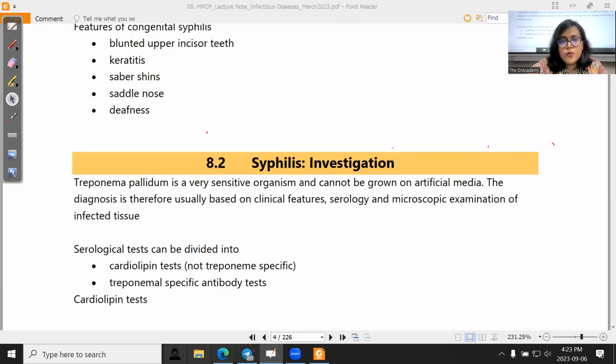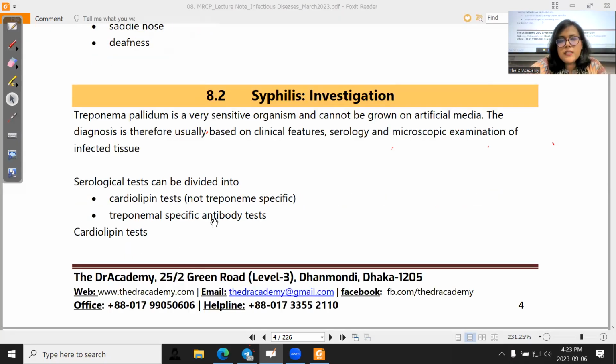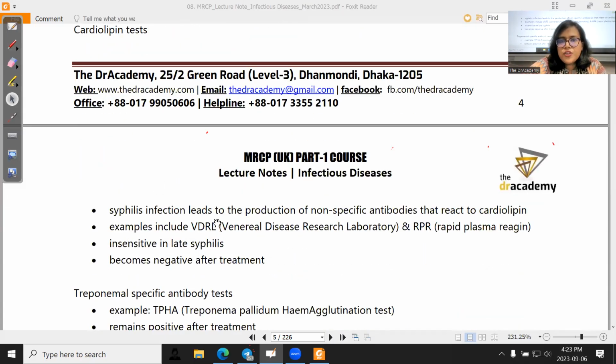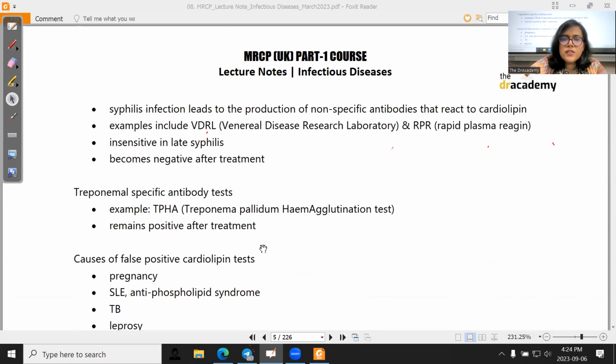Exactly. All right. So basically the serological tests can be divided into the cardiolipin test and the treponemal specific antibody test, or the TPHA. In the cardiolipin test, syphilis infection leads to production of non-specific antibodies that react to cardiolipin, which is a type of antigen. Examples include VDRL and RPR, or the rapid plasma reagin test. Both of these are cardiolipin tests, okay? These are insensitive in late syphilis, and they can become negative after treatment. So they can be used to follow the prognosis or the relapse rate. And TPHA remains positive even after treatment.